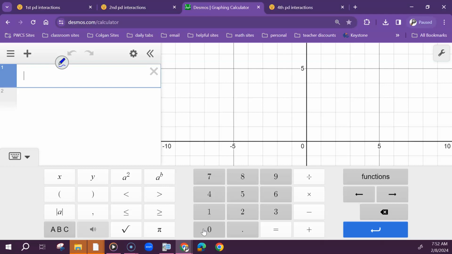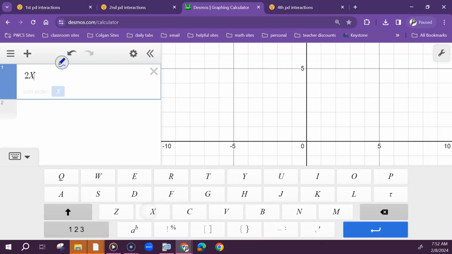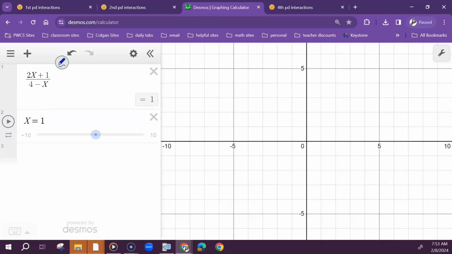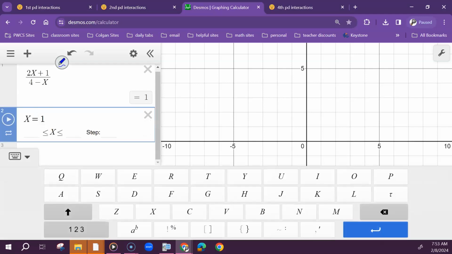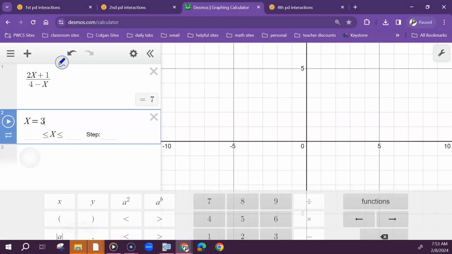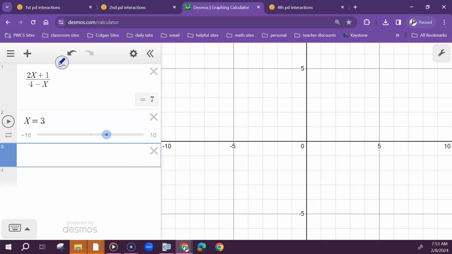So what we did the other day with evaluating, you could put in the equation and make the x's capital. Add the slider of x and then make x 3. You should get 7. Or you could put 7 in as parentheses.